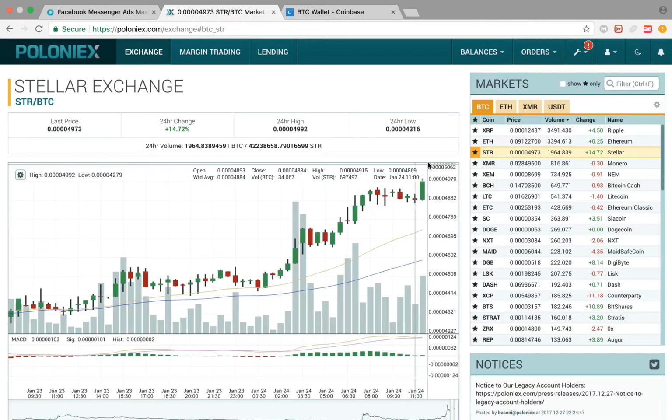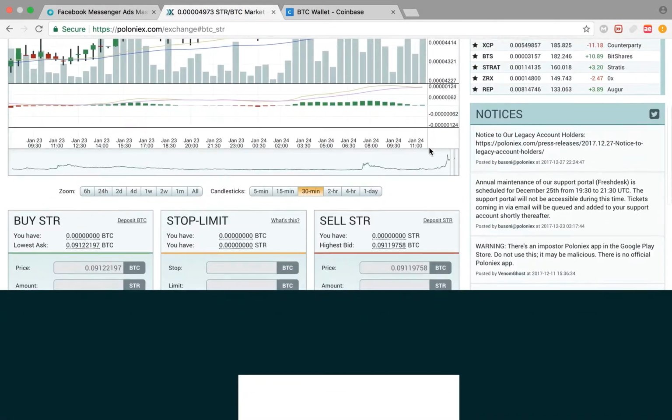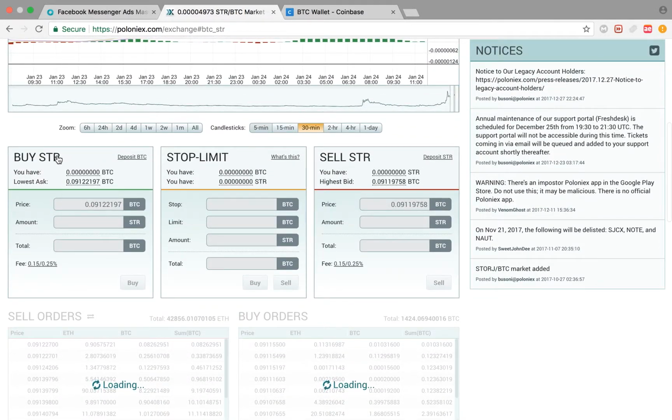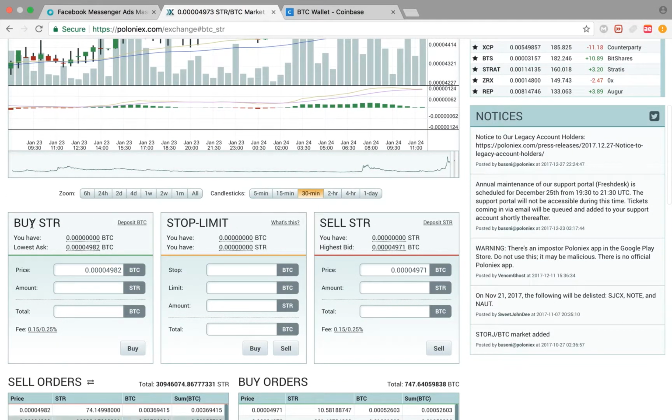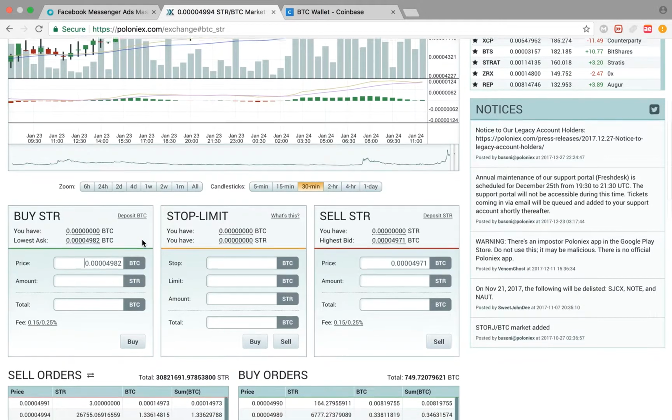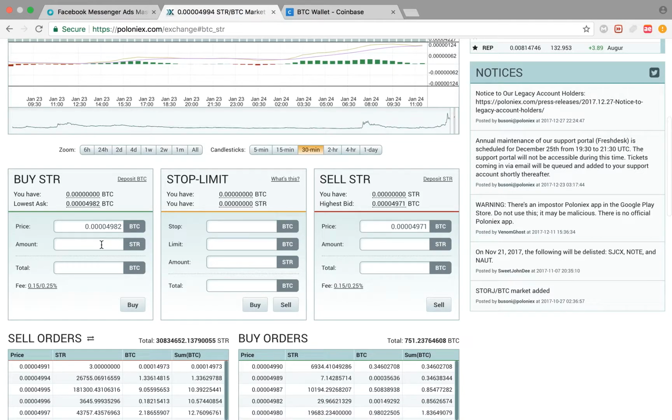Then afterwards, what you want to do is scroll down, and then down here, you can buy Stellar. So you just go down here to buy STR, and you can set the price. What it says right here is the price at which STR is currently trading. It's trading at 0.00004982 Bitcoin.